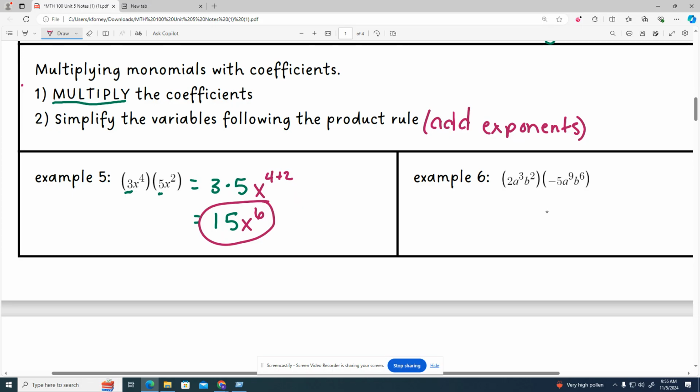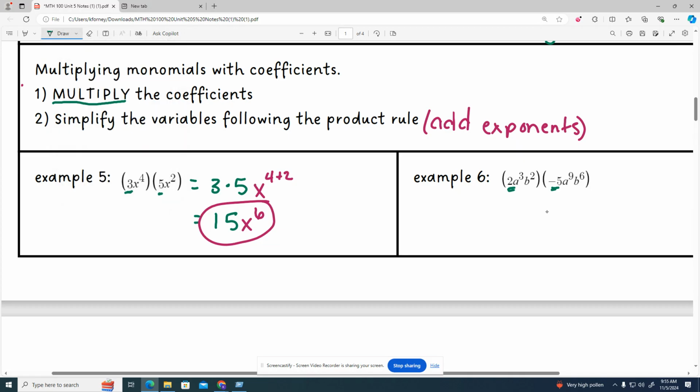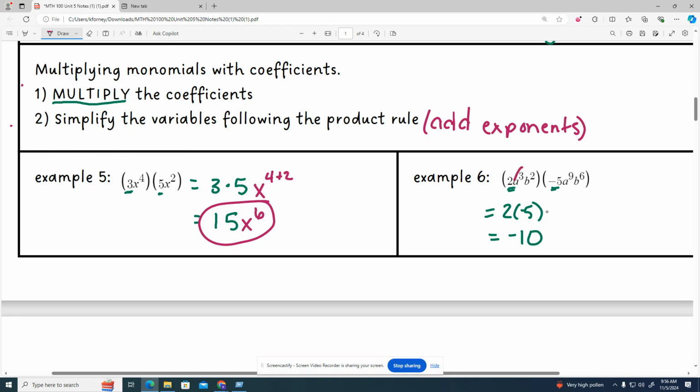Okay, number 6. When we're looking at the coefficients, we have a 2 and a -5. So 2 times -5 is -10. Now, a goes with a. So that's a, and then 3 plus 5 is a to the 8th. You add. Oh, that's a 9. I apologize. And then it will be 12. My apologies.